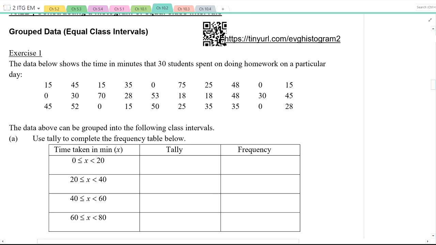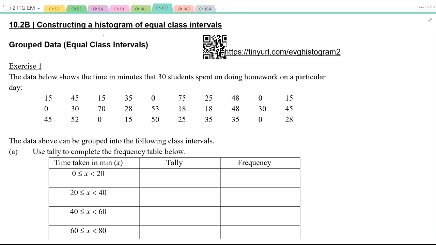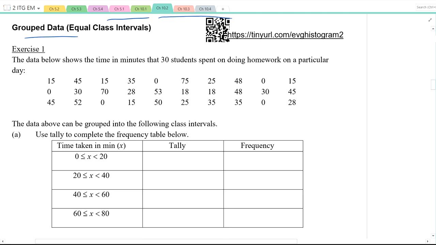Now we are going to construct a histogram of equal class intervals. That means the base of each rectangle will be the same. In this case, it is for group data with equal class intervals. Here we have the time in minutes that 30 students spend doing homework. So obviously there should be 30 numbers over here for 30 students. Time taken in minutes from 0 until 20, but we do not include 20.